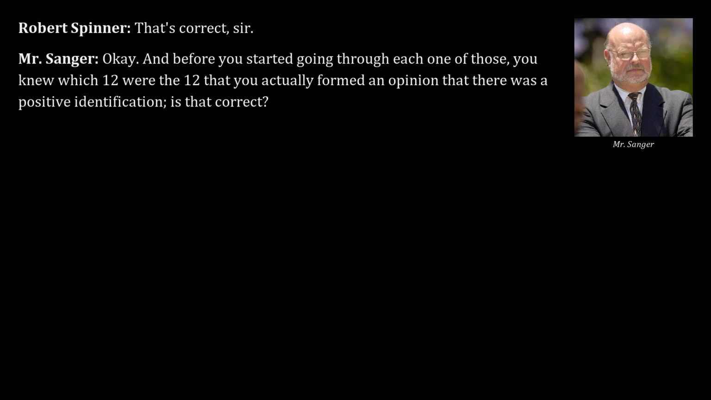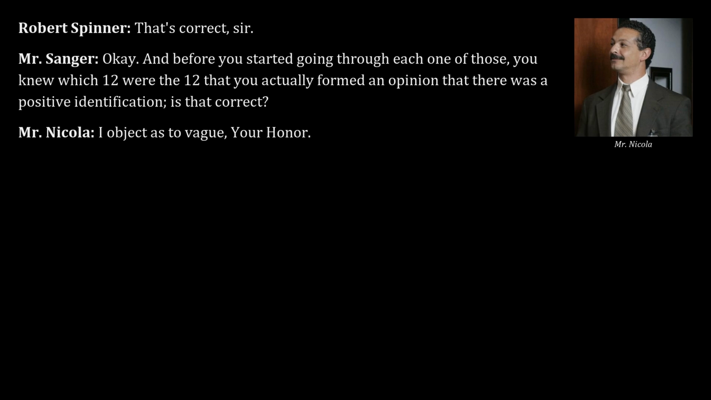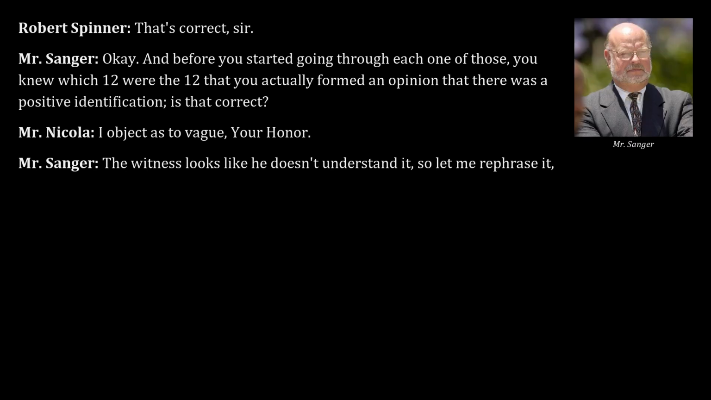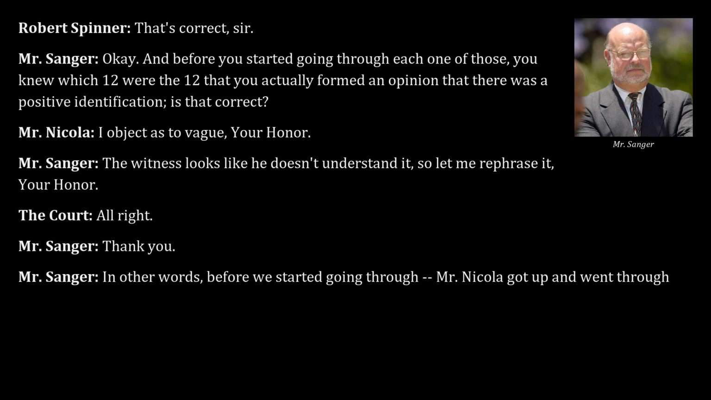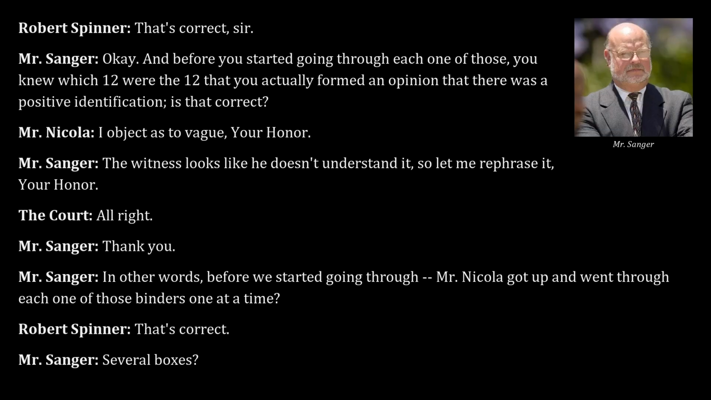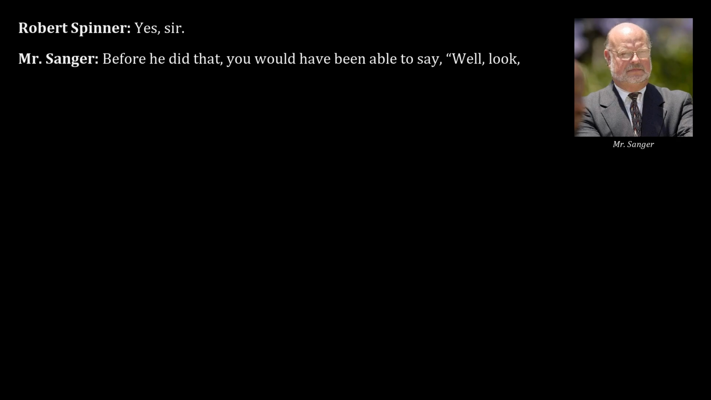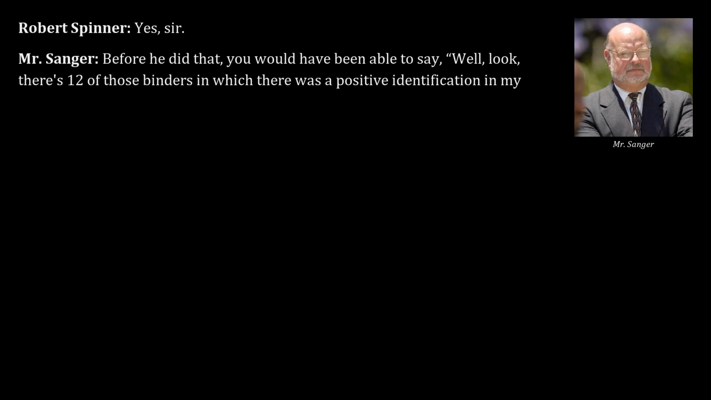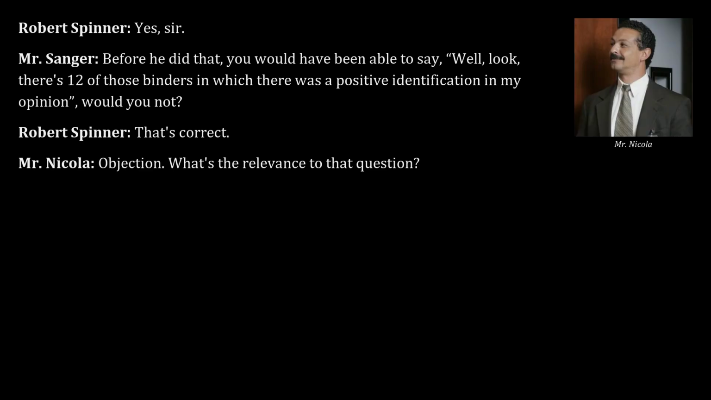Okay. And before you started going through each one of those, you knew which 12 were the 12 that you actually formed an opinion that there was a positive identification. Is that correct? I object as to vague, Your Honor. The witness looks like he doesn't understand it, so let me rephrase it, Your Honor. All right. Thank you. In other words, before we started going through, Mr. Nicola got up and went through each one of those binders one at a time? That's correct. Several boxes? Yes, sir. Before he did that, you would have been able to say, well, look, there's 12 of those binders in which there was a positive identification in my opinion, would you not? That's correct.